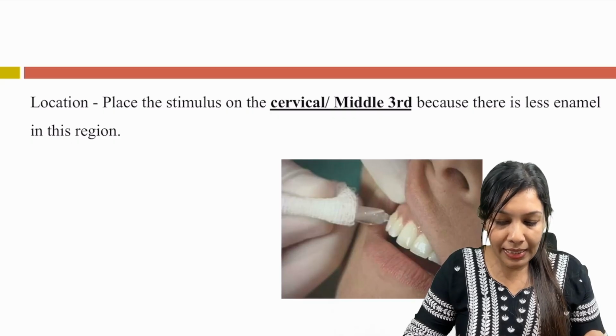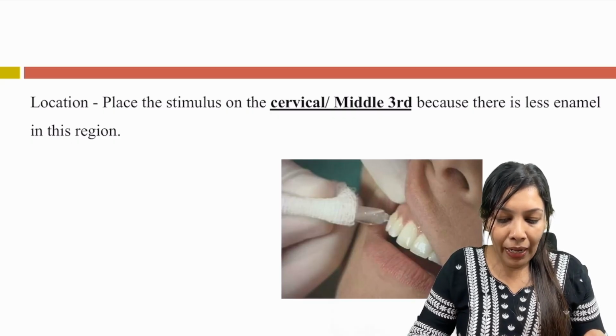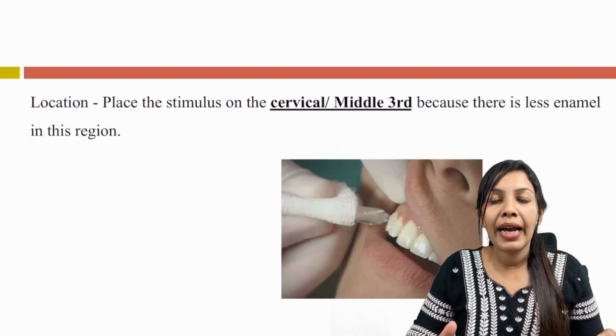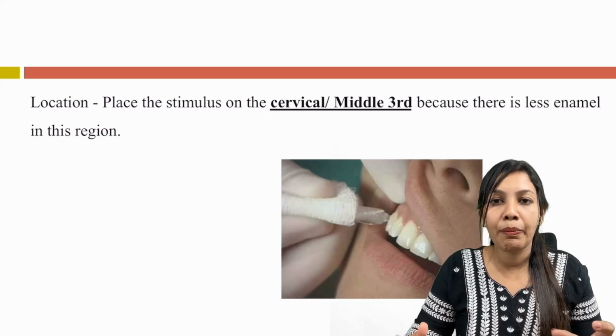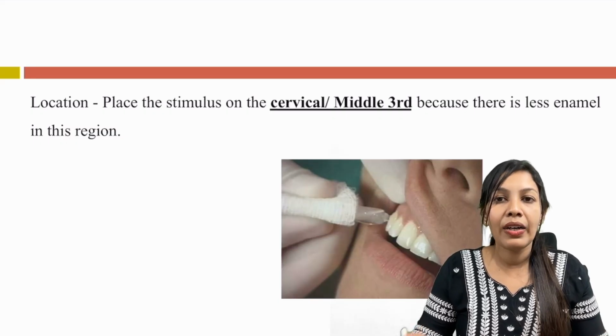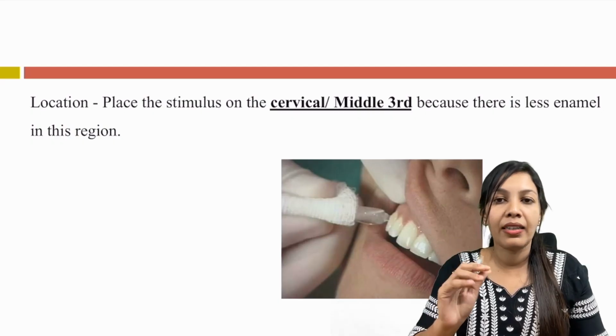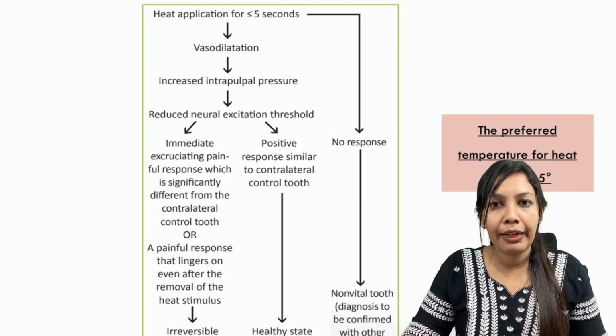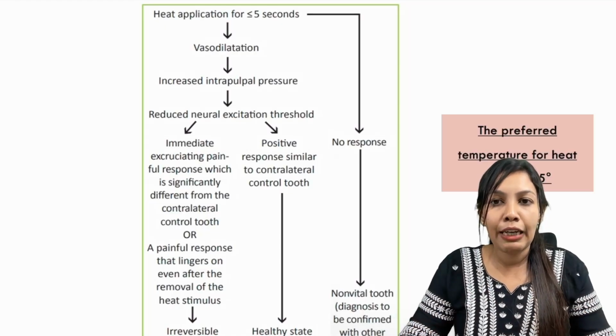Next is where we need to apply the material. You can see in this image, it is always applied in the cervical or the middle third. The reason is that less enamel is seen in this area, so we can activate the pulpal nerves very easily. That is why it is applied in the cervical area or middle third. Very important question. As I said earlier, when we apply heat for less than 5 seconds, vasodilation takes place and it activates the C fibers.